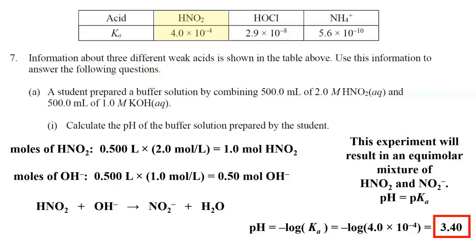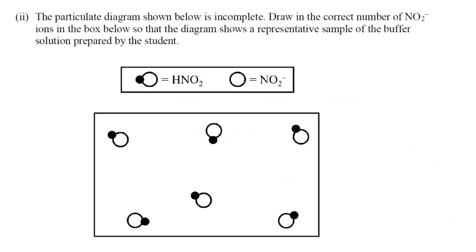Now, on to the next part of Part A. It's a particle diagram. So the particulate diagram shown below only displays HNO2 particles. And there are 6 HNO2 particles that are featured in the diagram. It says this diagram is incomplete. Draw in the correct number of NO2 minus ions in the box below so that the diagram shows a representative sample of the buffer solution prepared by the student.